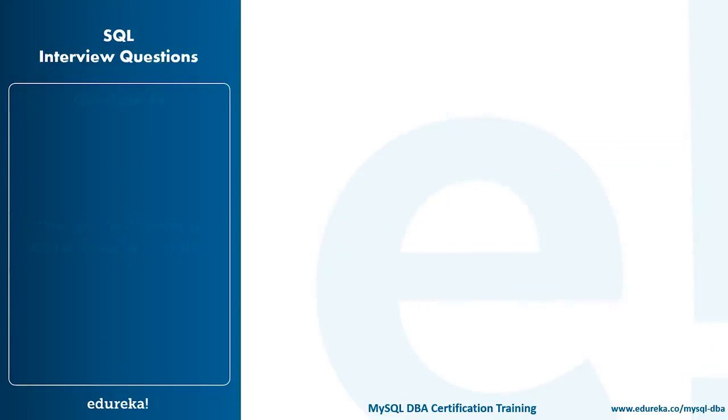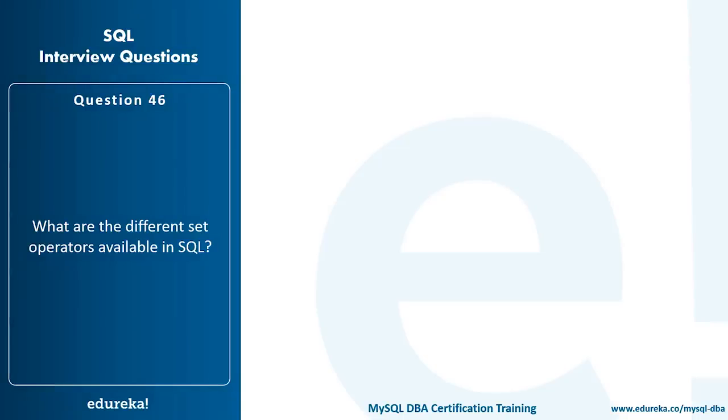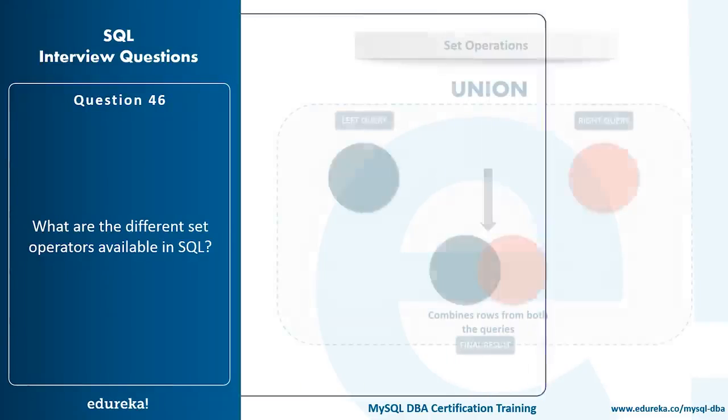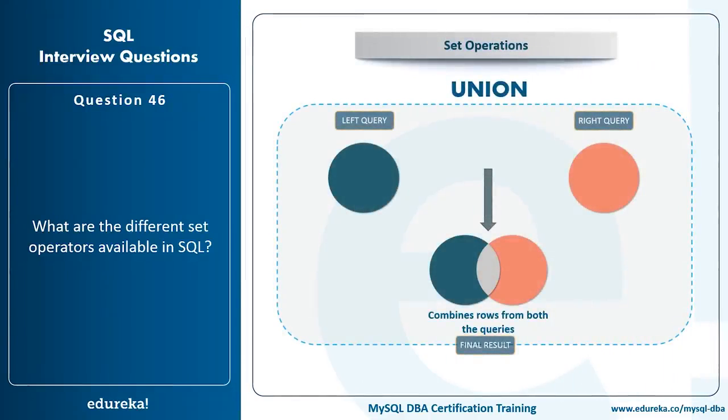Now let's move forward to our next question, that is, what are the different set operators available in SQL? The different set operators available in SQL are union, intersect, and the minus operators. So let's talk about union first. When you consider two queries, that is the left query and the right query, and you apply the union operation, you will see that it will combine rows from both those queries. You'll get an output of all those records from the left query and also from the right query.